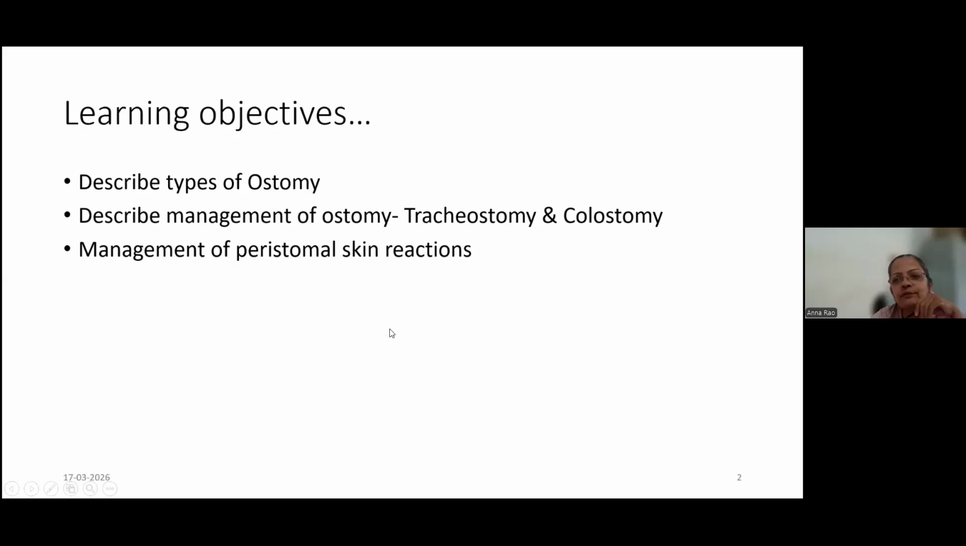Let's go directly to the learning objectives of today's session. We want to see what is ostomy. Of course, you might be knowing that the main ostomies that we come across in palliative care are basically tracheostomy and colostomy. So we will focus our discussion for today on these two stomies.